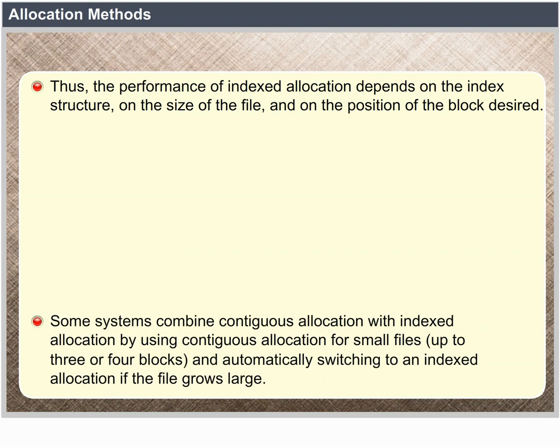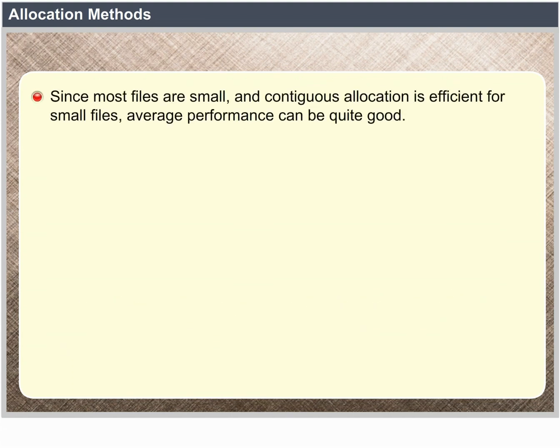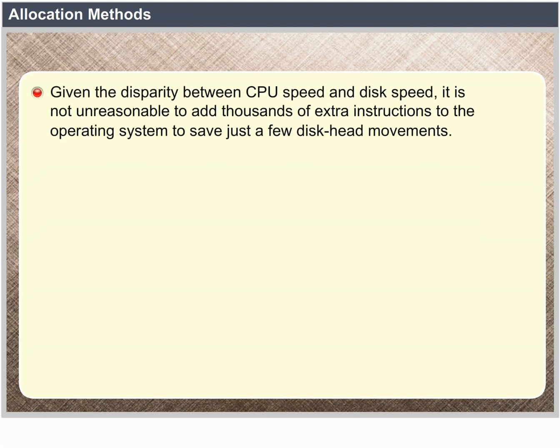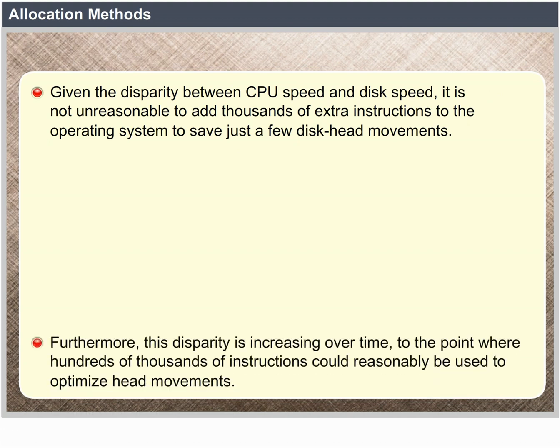Some systems combine contiguous allocation with indexed allocation by using contiguous allocation for small files up to 3 or 4 blocks and automatically switching to an indexed allocation if the file grows large. Since most files are small and contiguous allocation is efficient for small files, average performance can be quite good. Many other optimizations are in use. Given the disparity between CPU speed and disk speed, it is not unreasonable to add thousands of extra instructions to the operating system to save just a few disk head movements. Furthermore, this disparity is increasing over time to the point where hundreds of thousands of instructions could reasonably be used to optimize head movements.